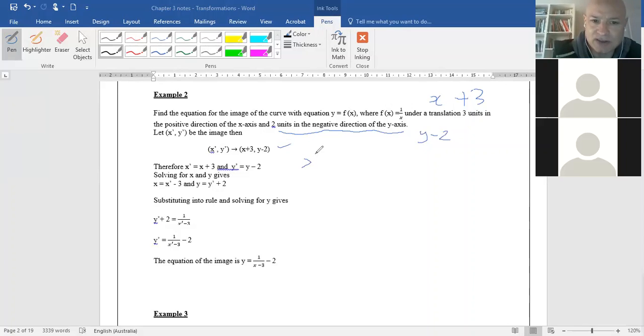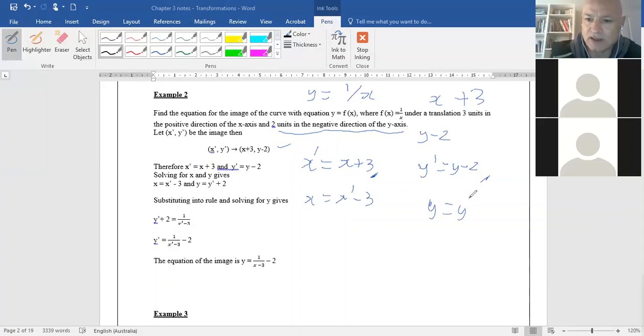So the image, and I know I've explained it there, but I'm going to explain it again. The image of x is x plus 3, and the image of y is actually y minus 2. But I don't have that in my rule. My rule says y equals 1 divided by x. So I'm going to rearrange this and make x the subject. So I get x equals x dash minus 3, and the same for this, y equals y dash plus 2. That's how I get those ones there.